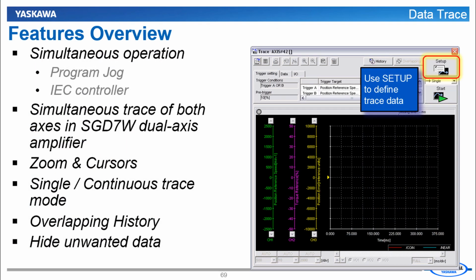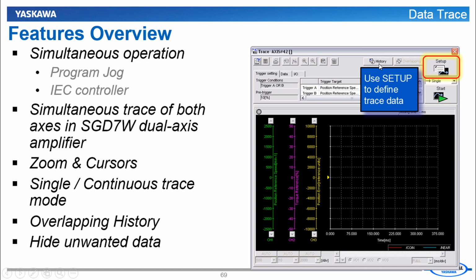Just for a quick overview, I think you can see already that we're able to use the trace feature along with program jog. And also, if you had the IEC controller or any controller commanding motion, you'd be able to trace the response of the motor. We'll see later on that we can simultaneously trace both of the axes. If you're using the dual axis amplifier, you can trace both at the same time. And I'll show you guys how to zoom and use the cursors. And later on, we'll use the continuous trace mode, which just keeps refreshing the trace of a repeating move.